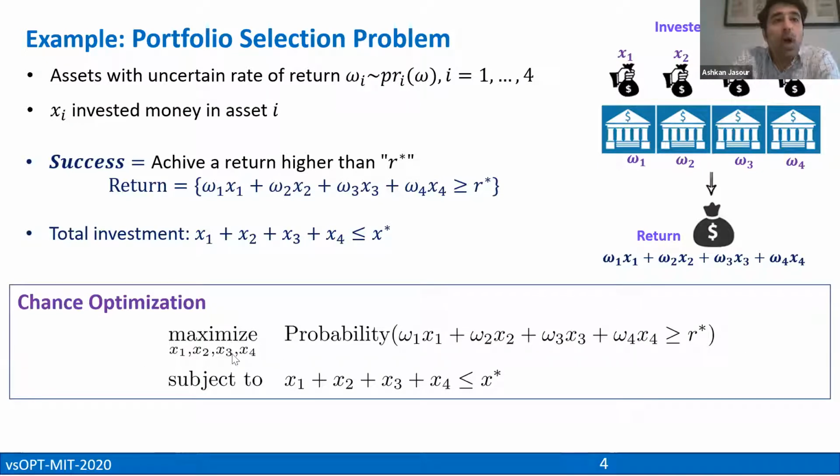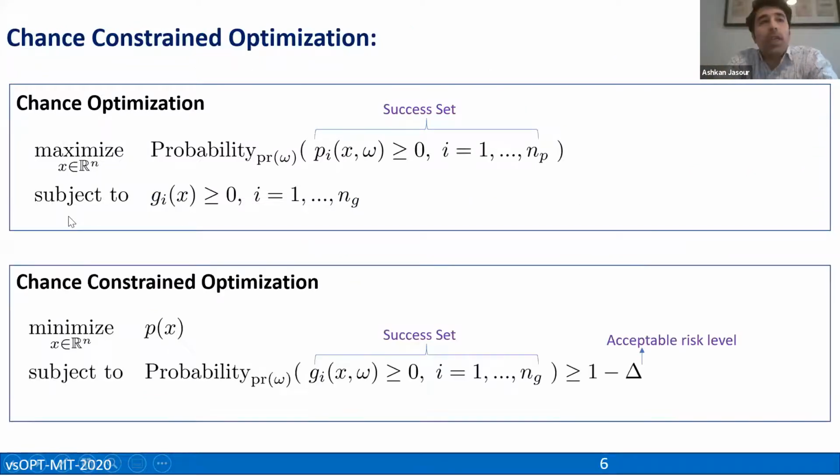So the chance optimization formulation of this problem reads as here. We are looking for invested monies to maximize the probability that return money is greater than predefined value R star, this semi-algebraic set, with respect to this deterministic constraint in terms of the design parameters. So this is how I define chance optimization. Now, in chance constraint version, instead of maximizing the probability of success, we just want to make sure that the probability of success is greater than a predefined value 1 minus delta, where delta is an acceptable risk level. So in chance constraint, we just minimize or maximize some deterministic objective function with respect to this probabilistic constraint.